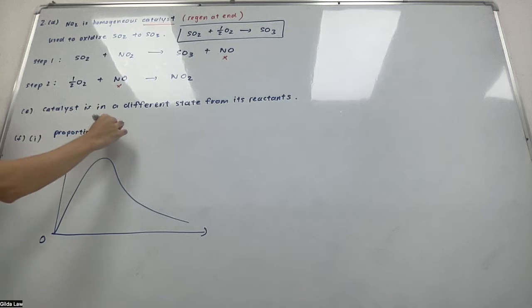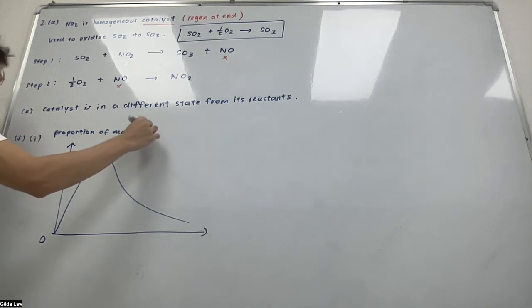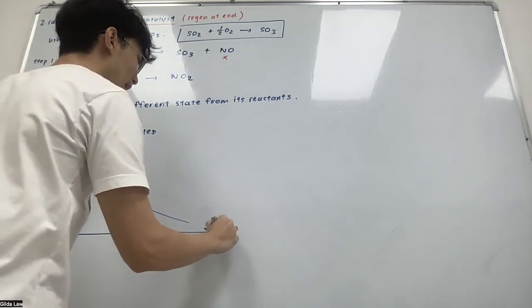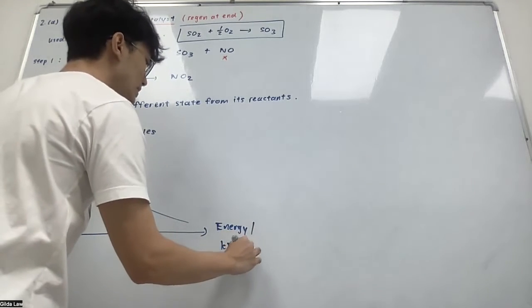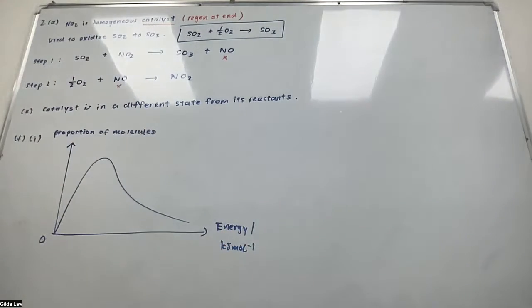So the y-axis is the proportion of molecules actually, and down here is the energy. So take note. Can you remember what the area under the graph represents? The number of molecules, yes. The proportion is on the y-axis, and the area is like your integration, which is your total amount of molecules. When you add the catalyst, does the total amount of molecules change? No, right? It just speeds things up.